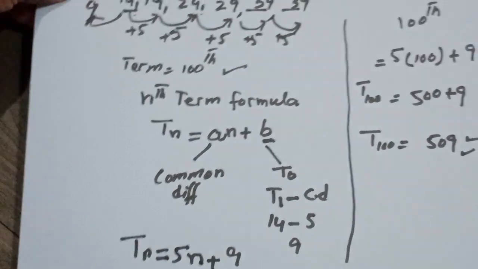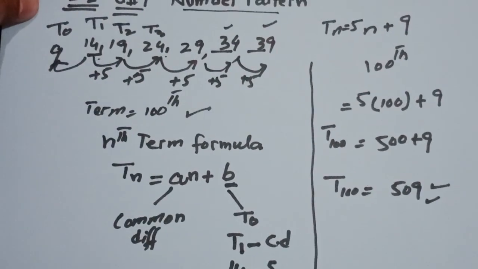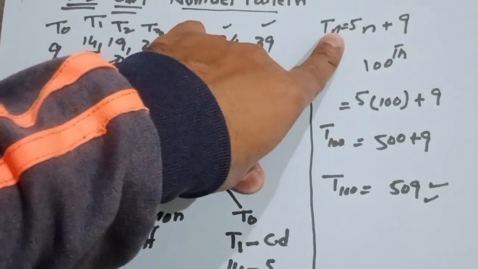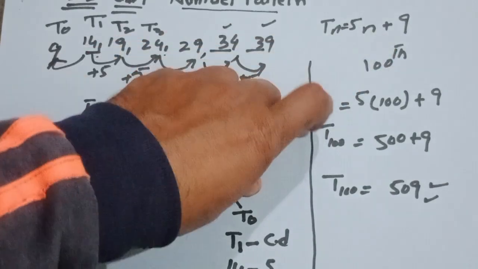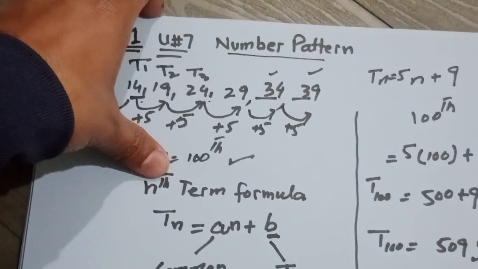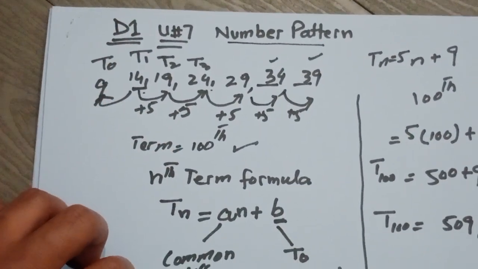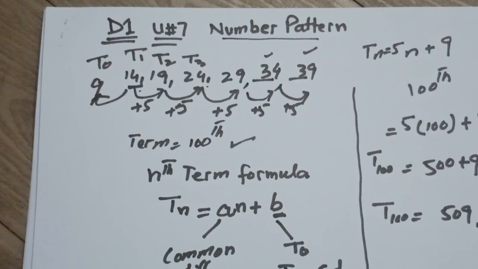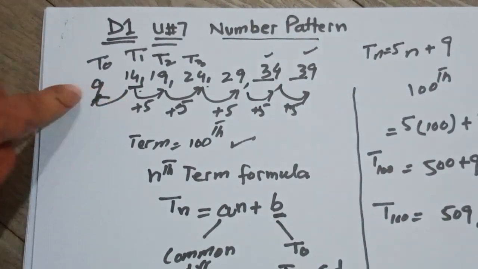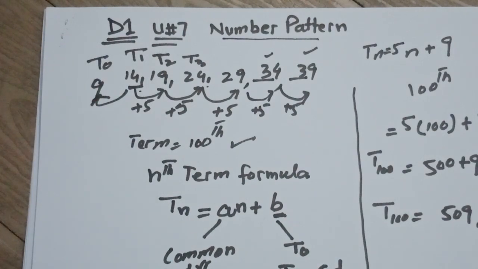When we have the nth term formula, we can calculate any term we are asked for. In this question they asked us to calculate the nth term formula for a particular sequence, which is 5n plus 9, and the 100th term for that formula, so 5 times 100 plus 9 is 509. So this is how we can find the nth term formula for any particular sequence where the first order common difference is the same.